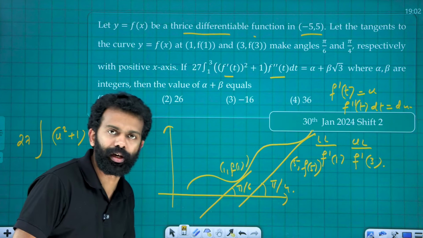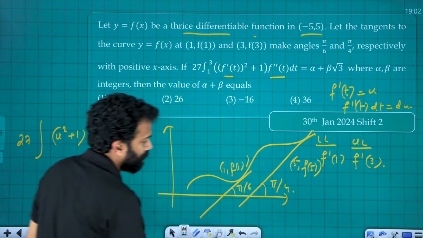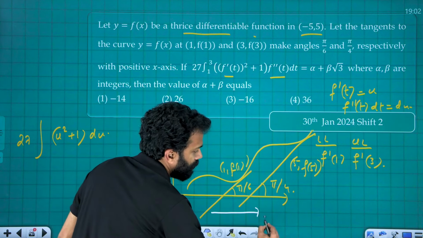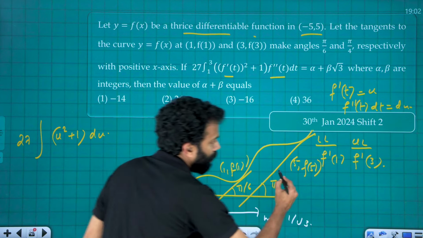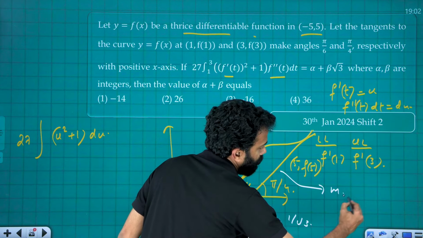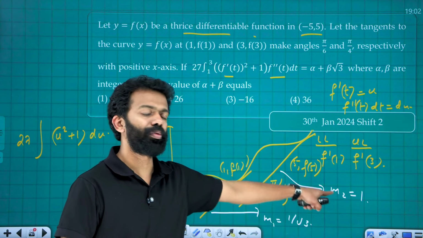What is the slope of this line? Tan pi by 6, right? And what is tan pi by 6? The value of tan pi by 6 is 1 by root 3. So in this case the slope m1 is equal to 1 by root 3. And what about in this case? Slope m2 is equal to 1. Okay. So slope of this line is 1 by root 3 and slope of this line is 1.